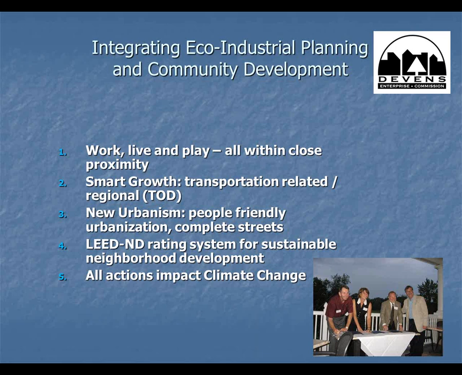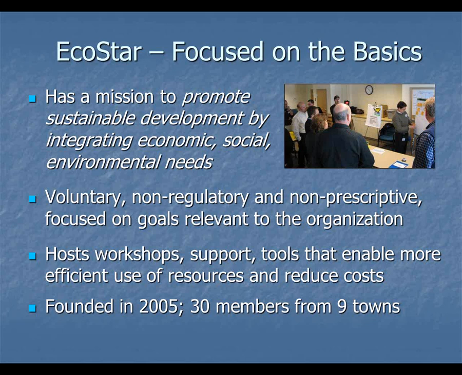But what really makes us stand out and where we sort of link eco-industrial development back thoroughly into the Devens case study is through a program we developed called EcoStar. Its mission is to promote sustainable development by integrating economic, social, and environmental needs. It's voluntary, non-prescriptive, and the businesses sort of pick out the goals that work for them and flow with them. We host workshops. We support tools that enable more efficient use of resources and reduce costs. Basically, what we do is we help businesses to green their operations through a series of workshops and networking meetings.